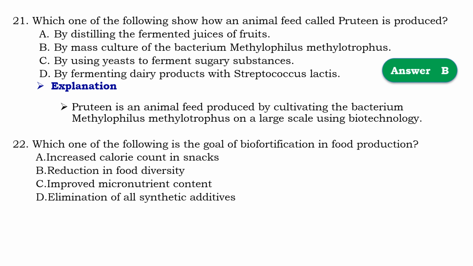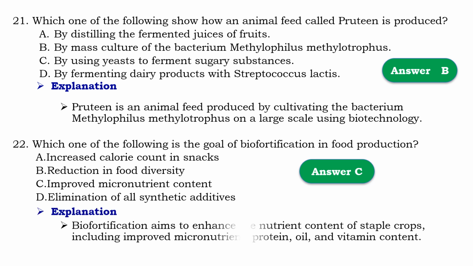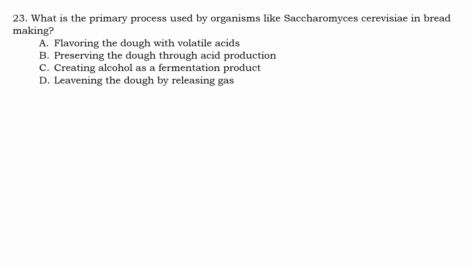Question number 22. Which one of the following is the goal of biofortification in food production? So that should be C, improved micronutrient content. Means that biofortification aims to enhance nutrient content of staple crops, including improved micronutrient, protein, oil, and vitamin content. Question number 23. What is the primary process used by organisms like Saccharomyces cerevisiae in bread making?